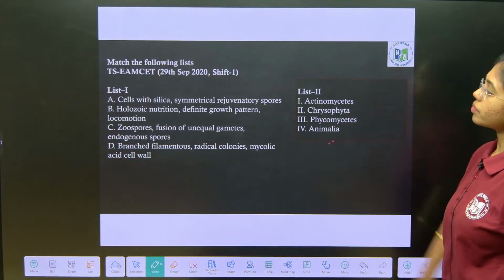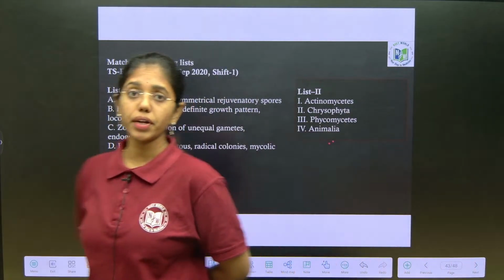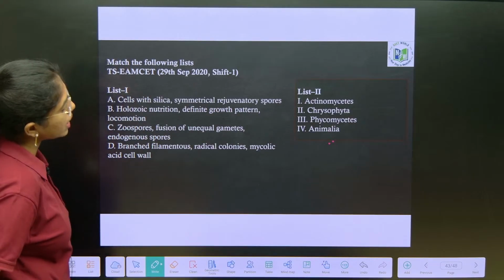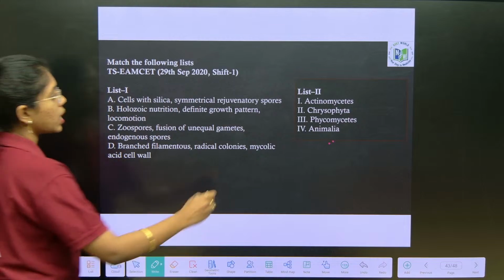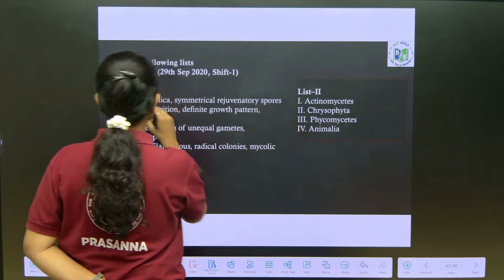Next, match the following again. Cells with silica, symmetrically rejuvenatory spores. Rejuvenatory spores, you can see where? In Chrysophyta, that is diatoms. Rejuvenatory spores or ascospores are observed. So, here A is 2.